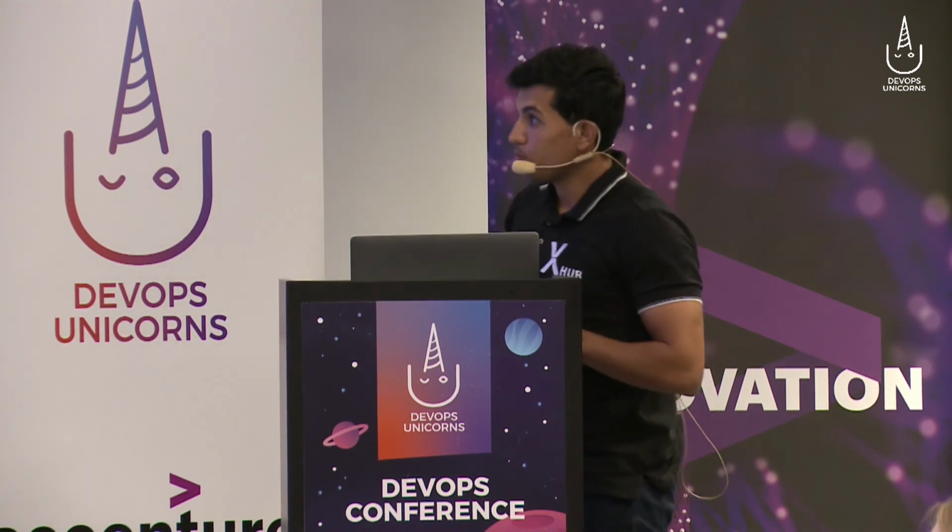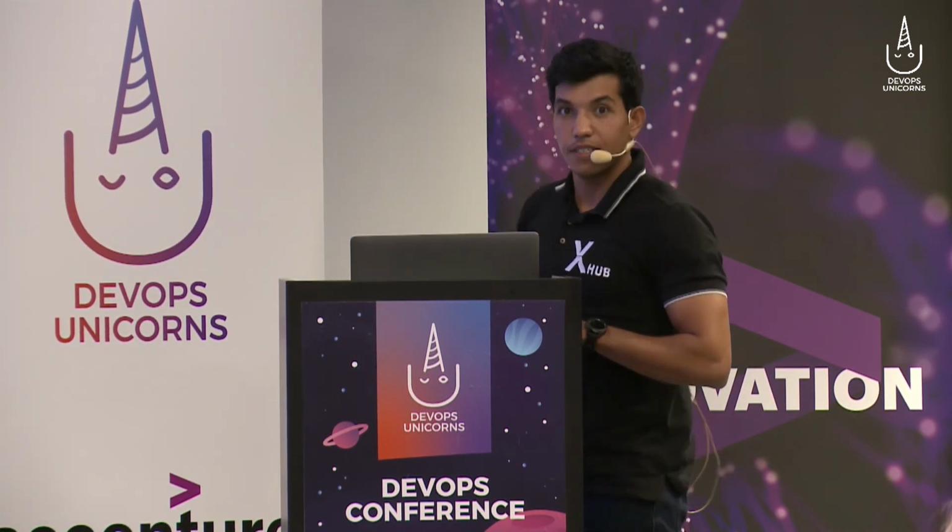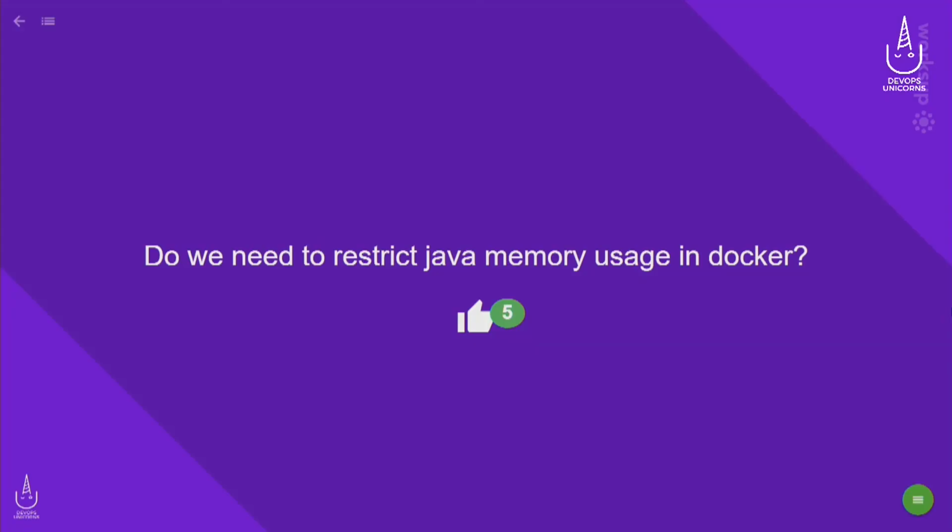Do we need to restrict Java memory usage in Docker? Yes, absolutely. That's one of the great features of using containers, which is limiting the memory and CPU that your container can use, so you can have more dense packaging and improve the utilization of your server.